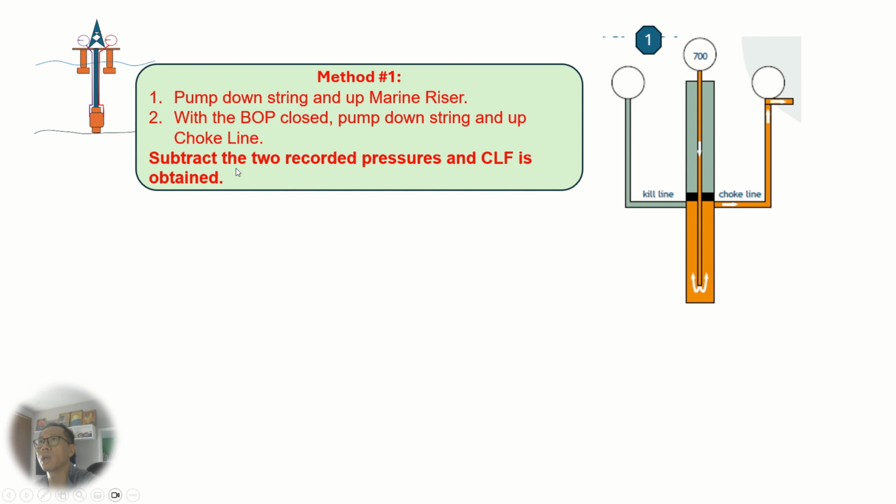Now you have 2 values. Subtract them from each other, you have the choke line friction loss. So this way you will have the SCR up the riser and the SCR up the choke line. You minus them, you have the choke line friction loss.